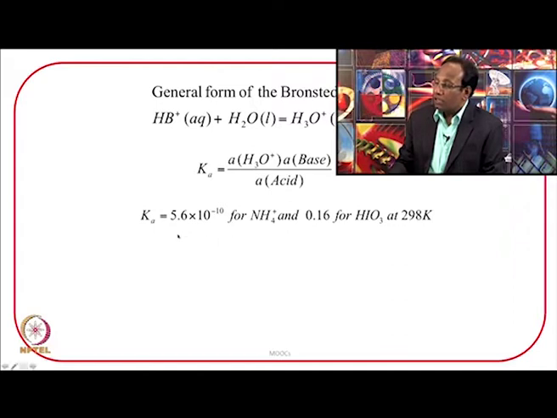And since Ka has been introduced, it makes sense to introduce another simpler quantity which is based upon Ka, and that is pKa. pKa is the negative logarithm of Ka. This is log base 10.